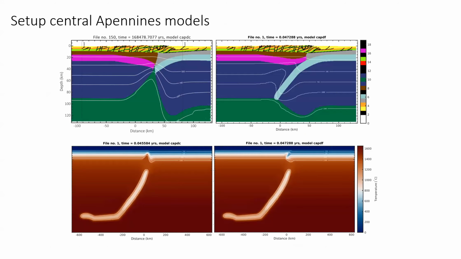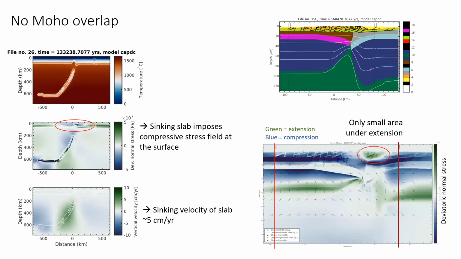I started with two end-member models, one where there is no Moho overlap, as in the literature it is suggested that in the central Apennines there is no double Moho observed. So that's why I designed the left model. And then second, there is a model that does have plate overlap, and both have a detached slab, as is observed in the tomography. So first, the results from the left model without Moho overlap.